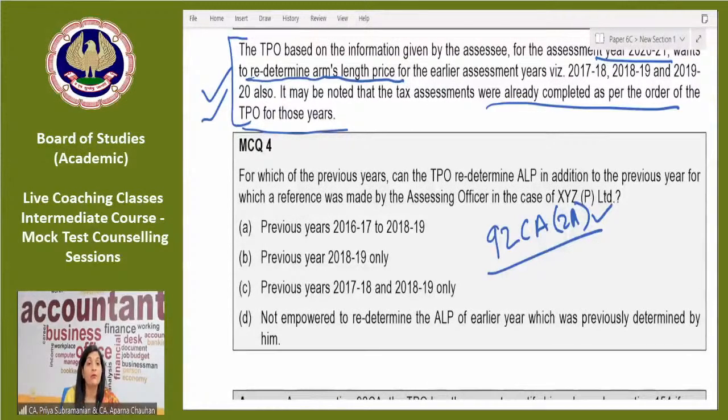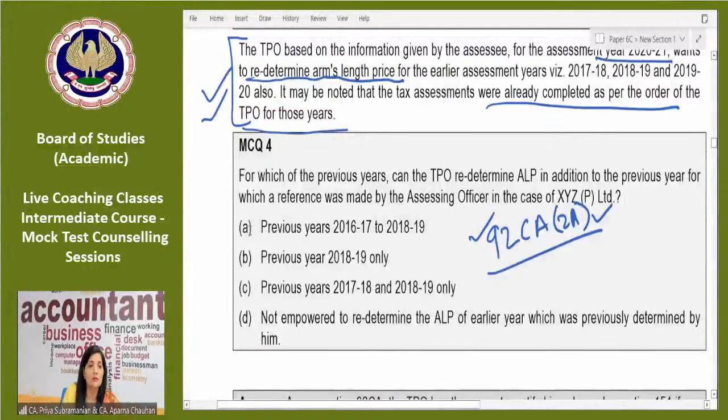Here, what does the TPO want to do? Here the TPO wants to redetermine. Can he do it? Because 154 simply says for rectification of mistakes apparent from record. But here he wants to redetermine the ALP, which is a power not available with the TPO. So Section 92CA has to be referred for this purpose.